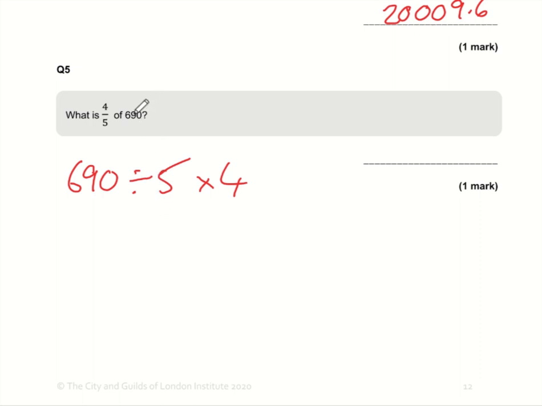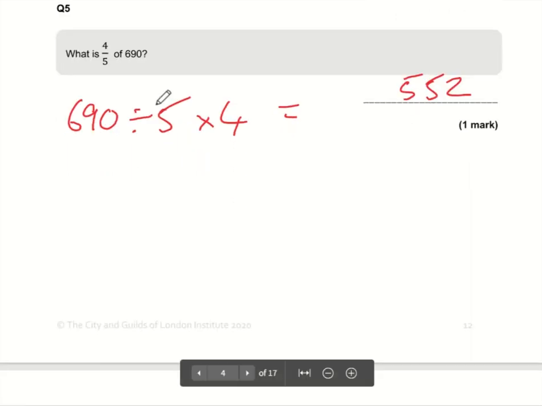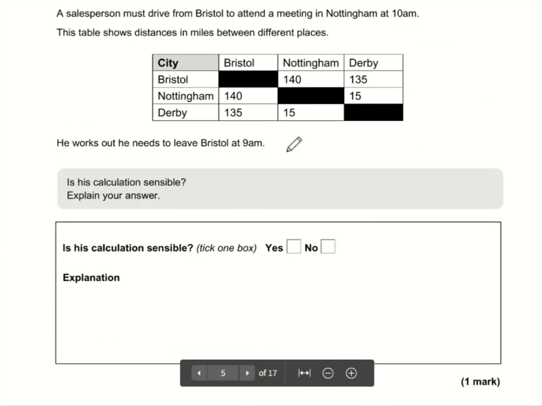You could do 690 times 4 divided by 5, or 4 times 690 divided by 5, or 4 divided by 5 times 690, but I always tutor it in this way, and that comes to a total of 552, which, well, I know is right, but it does make sense that it should be less than this number. Okay, let's move on to question number 6.